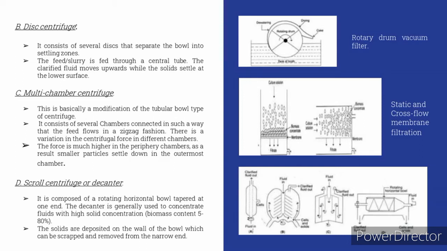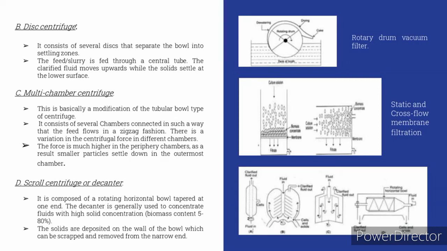The third one is the multi-chamber centrifuge. This is basically a modification of the tubular bowl type and it consists of several chambers which are connected in such a way that the feed flows in a zigzag fashion. You can see the images which have been attached at the right corner of the slide and you will be able to understand the description in a better manner.